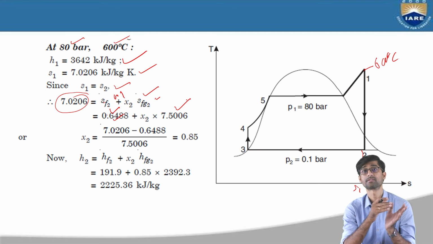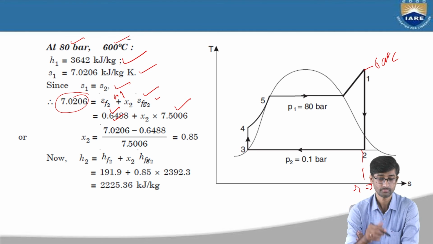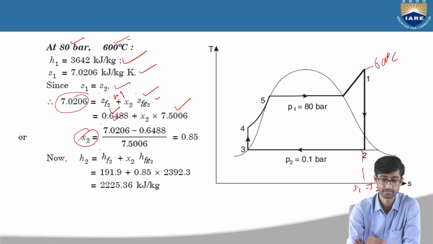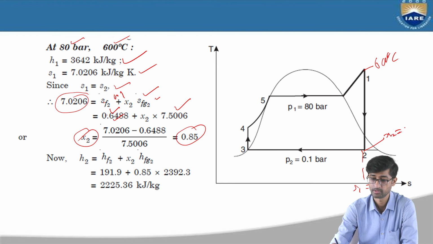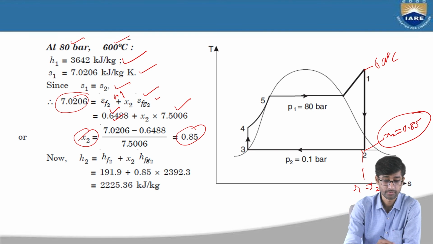What we have done in the previous problems, then you calculate the value of X2, the dryness fraction. This becomes, at point 2, the dryness fraction becomes 0.85. Right? Then you calculate what is H2.